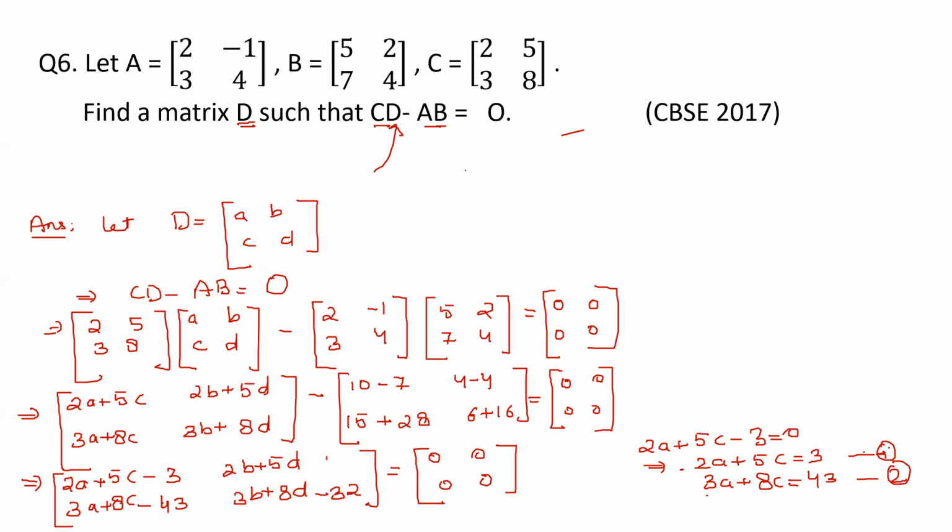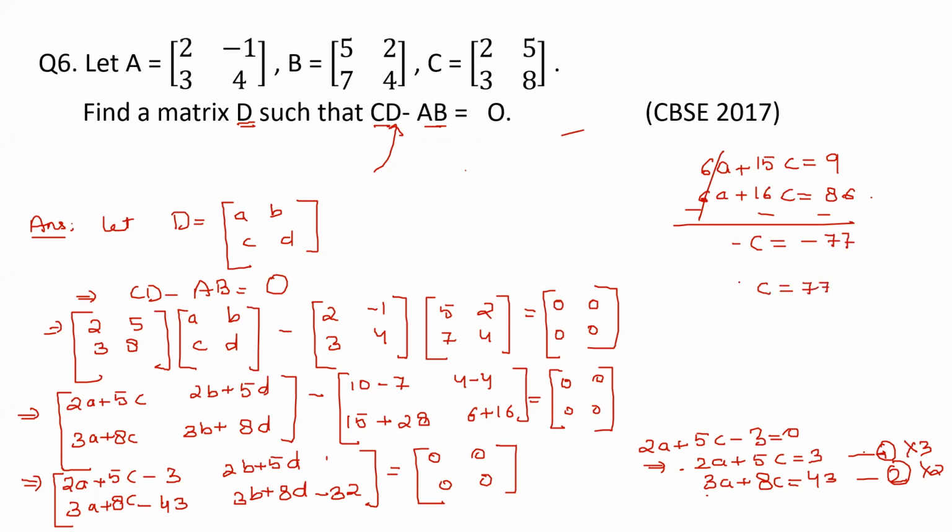For the first one, multiply this with 3 and this with 2. So with 3, you will get 6a plus 15c is equal to 9. And with 2, you will get 6a plus 16c is equal to 86. Okay, now subtract these. So here you will get minus c, and here you will get minus 77. So c will give you 77. Okay, now put this value of c in any of these equations, 1 or 2, you will get the value of a from here. Okay, please continue this.